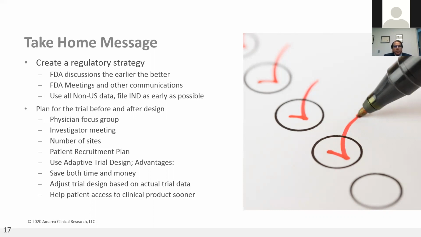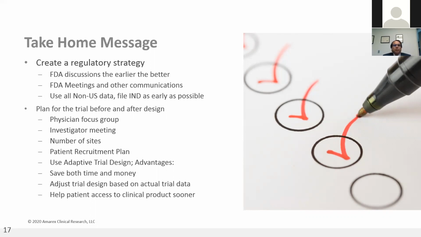With respect to number of sites, remember we said that it is good to have as many sites as you can, but reducing the number of sites reduces the variability and increases the power and allows you more chance to have a successful trial. And also having more sites allows you, if there are some non-performing sites, to get rid of them.